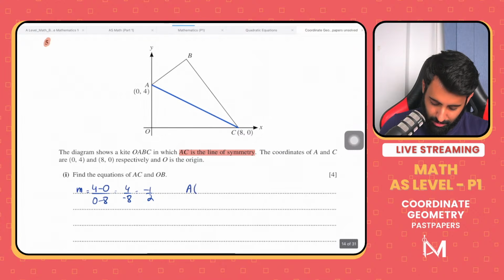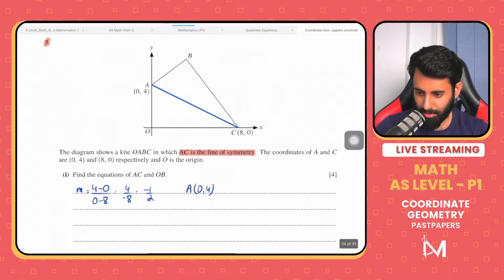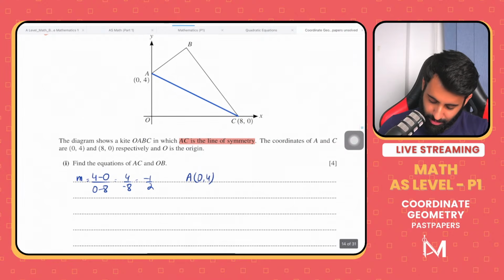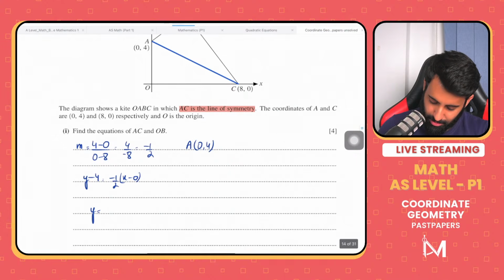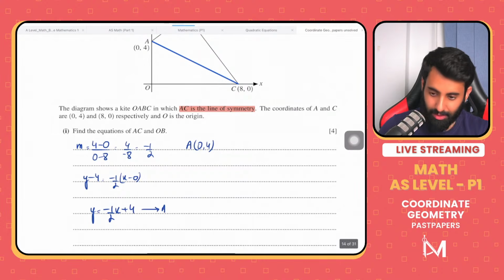So we can use A, which is (0, 4). Now let's put this all together and see what we get. So y minus 4 is equal to minus 1 upon 2 into x minus 0. That means y is equal to minus 1 upon 2 x plus 4 is the equation of line AC.